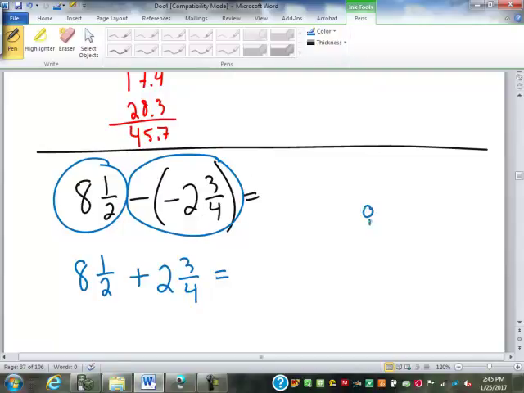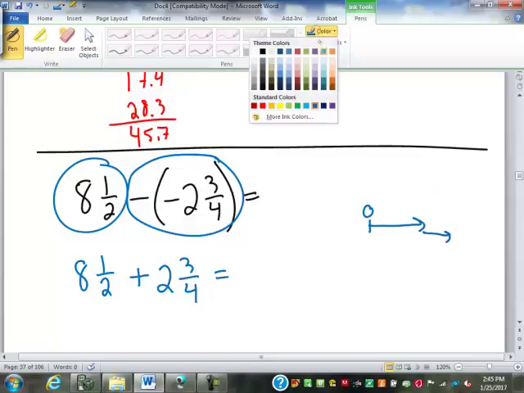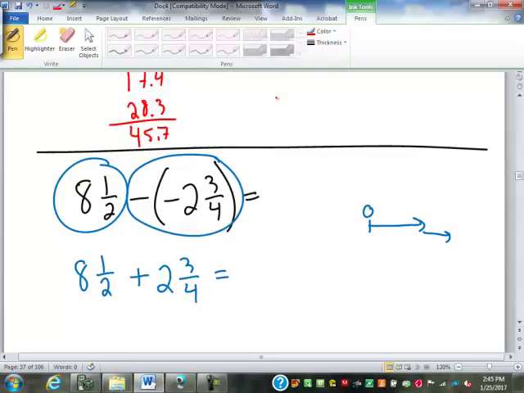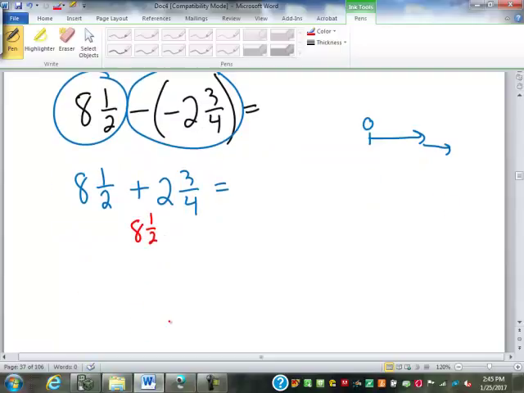So it's 0 plus 8 1/2 plus another 2 3/4. So we add those together. 8 1/2 plus 2 3/4 is going to be 11 1/4. So it's a positive 11 1/4.